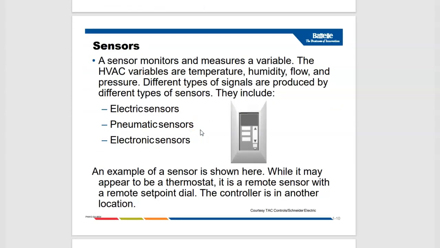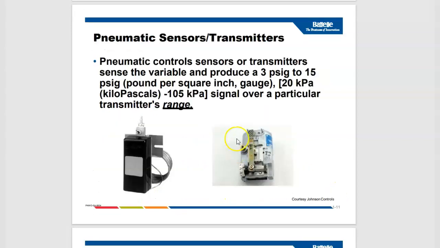Types of sensor. There are different types of sensor. For example, we have an electric sensor, a pneumatic sensor, and an electronic sensor. In the example shown here, there appears to be a thermostat. It is a remote sensor which remotely sets the set point and controls at another location. So this is a pneumatic sensor, which actually uses air. The sensor monitors the pressure and sends a signal to the controller.